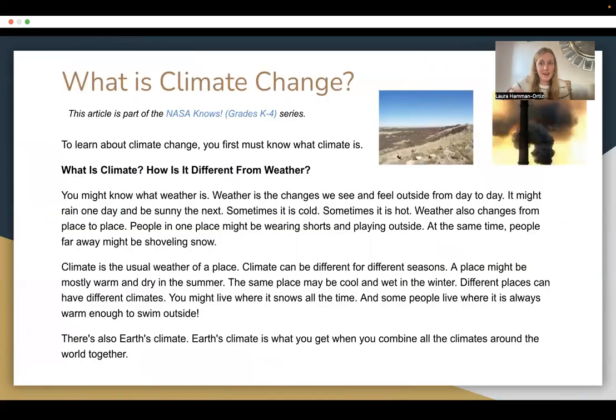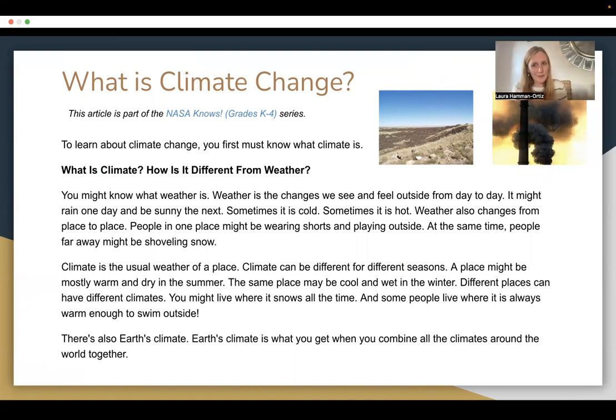And I wanted to mention that not all informational texts use this description format. So you do need to pay attention to the text itself and what graphic organizers make sense to use with it. So this one, for example, is another article from the NASA Knows series, and it's about climate change. If we were to read through it, we would see it first talks about weather, then it talks about climate. So it's comparing climate and weather.